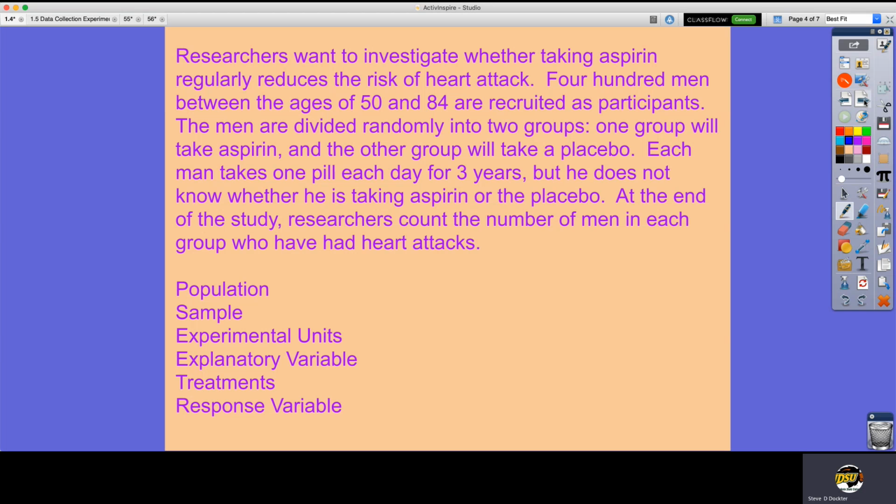So for each one of these terms, we can come up with the group that would fall in there. Population for this study would be what? What did you have to be to be included in this study? Right, you had to be a man between 50 and 84. Now, from there, there's your population. From there, we narrowed down the sample. What is the sample for this one? Yep, the 400 men.